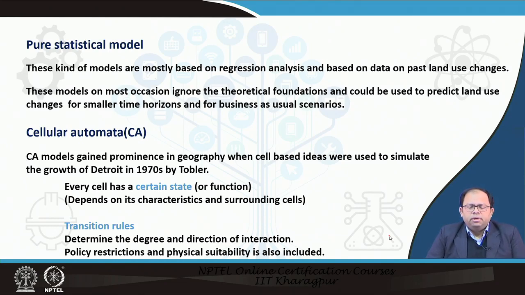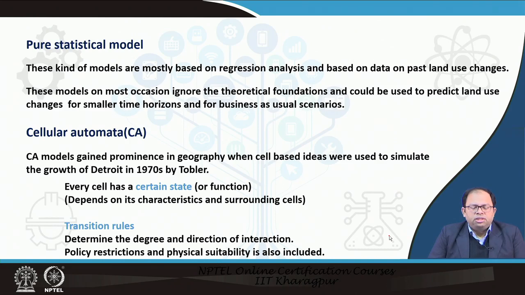CA models are based on cell-based ideas, which were used to simulate growth, particularly in the Detroit urban area during the 1970s, and this was initiated by Tobler. This theory says that every cell has a certain state or function, and it depends on the characteristics of the surrounding cells as well, and there are transition rules. That means one cell changes its state from its existing state to a new state based on certain rules. These transition rules determine the degree and direction of interaction, and they also take into consideration the policy restrictions and the physical suitability that is required to take up the transition process.